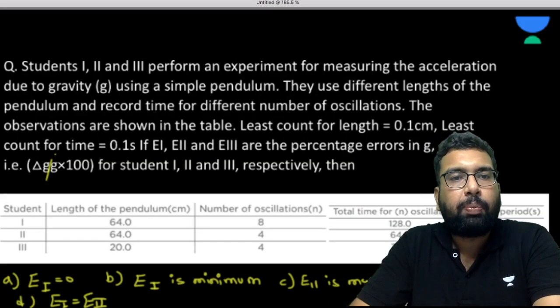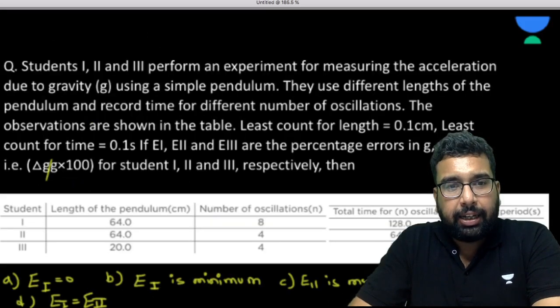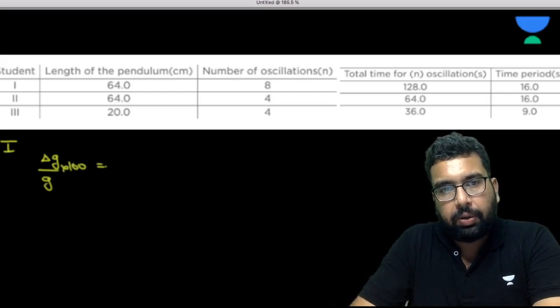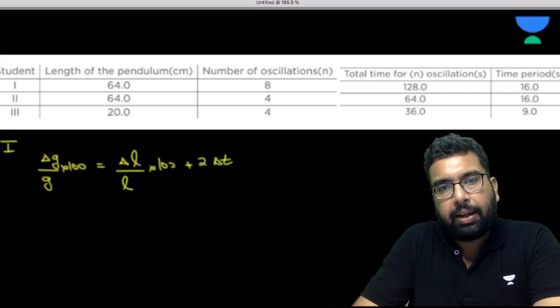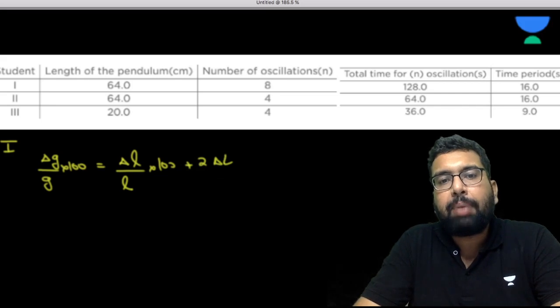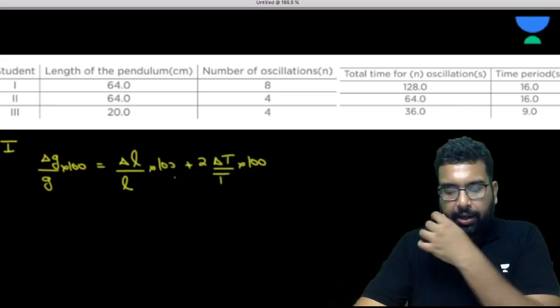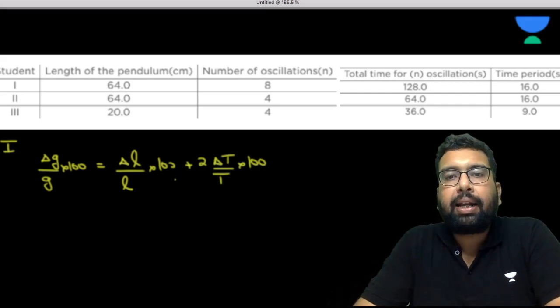We just had the same formula, T is equal to 2 pi root of L by g. So can I directly use delta g by g into 100 is equal to delta L by L into 100 plus 2 times delta T by T, delta capital T by T or small t by T, they both do the same, into 100? Can we write like that? Yes, sir, you can definitely write like that.